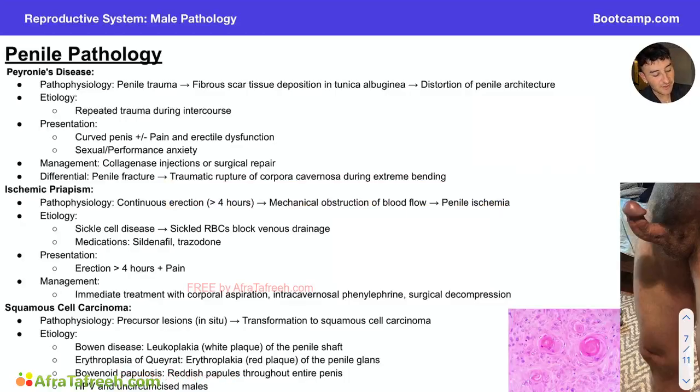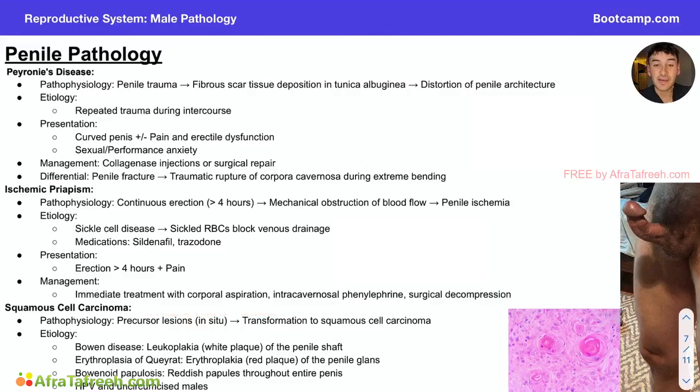We're going to be talking about Peyronie disease, which is all about chronic microtraumas. And then we're going to move on to talk about ischemic priapism, which is going to be an acute pathology all related to blood flow. And finally, we're going to talk about squamous cell carcinoma, which is going to be about neoplastic changes that happen over a period of time. So let's get started by talking about our Peyronie disease.